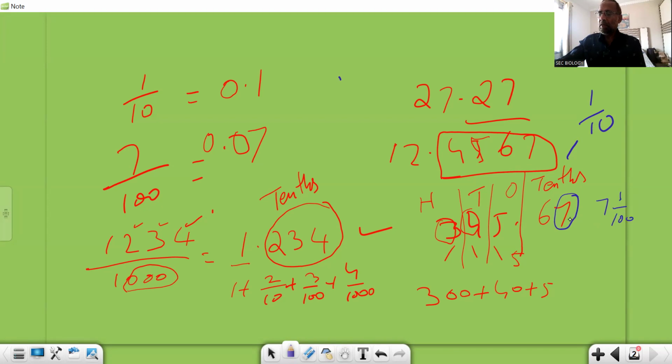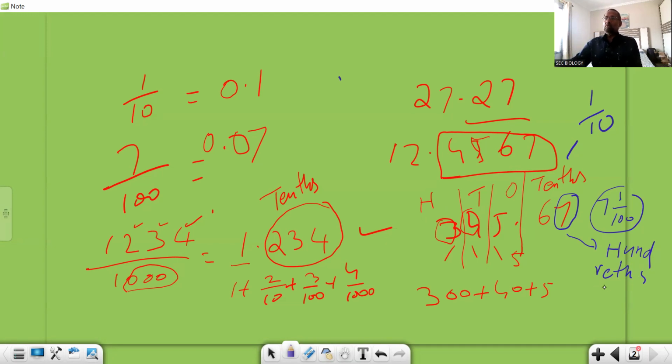This place is called the hundredths place. Hundredths. See the spelling, hundredths place. Here hundredths. Then thousandths. Here ones, tens, hundreds. Here no confusion: ones, tens, hundreds. But here hundredths. Can you see? H-U-N-D-R-E-D-T-H, hundredths. It is not new for you.